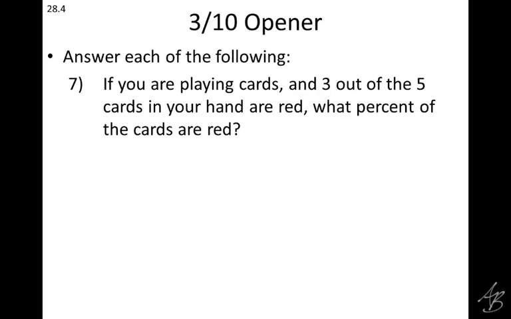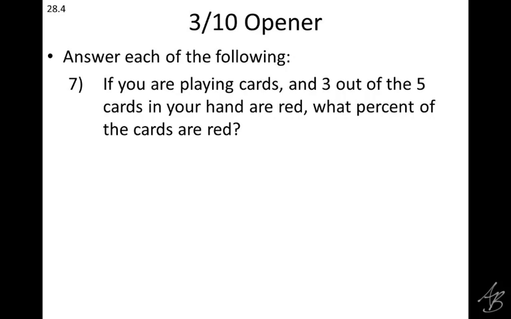All right, one more. If you are playing cards, so you have a deck of cards, but in your hand you have 5 cards, and 3 cards in your hand are red. What are the red suits in the deck of cards? Anybody ever play cards? There are 2 red suits and 2 black suits. The red ones are the diamonds and the hearts. And the black ones? Spades and clubs, which are sometimes called clovers. Looks like a 3-leaf clover.